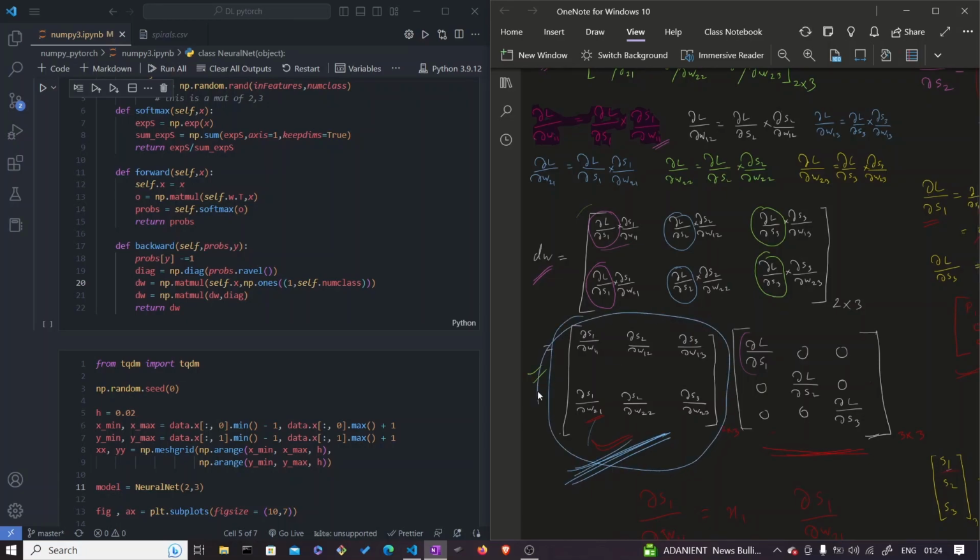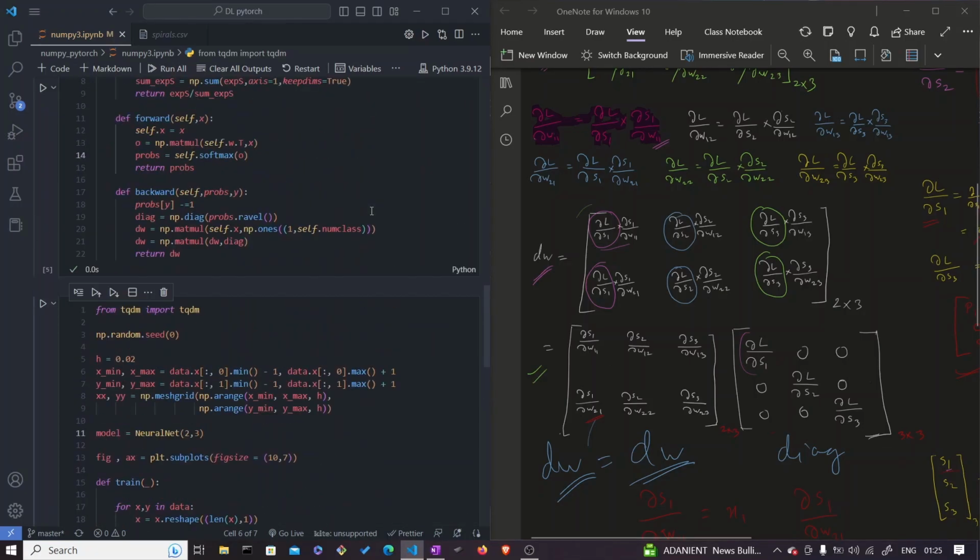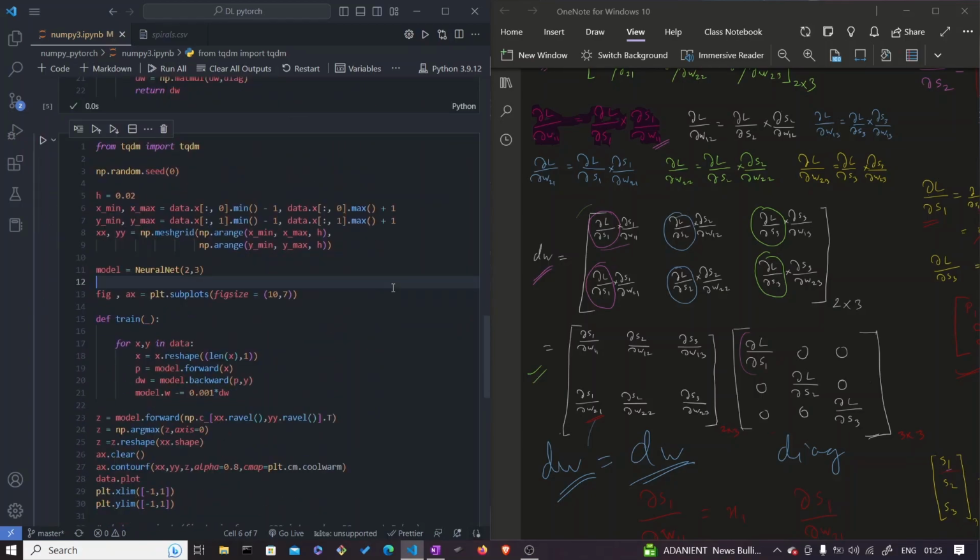Then you multiply this with the diagonal matrix. So this is your diag. Let me just erase everything. Yeah, it's getting clearer. So this is your diagonal matrix and this is your dw, right? And this entire thing will be your ultimate dw, which you will be using to update the weights. So let's run this cell. Done.